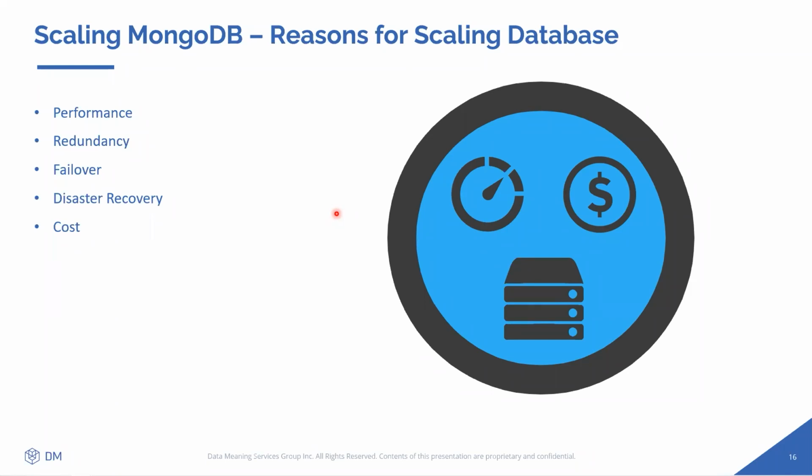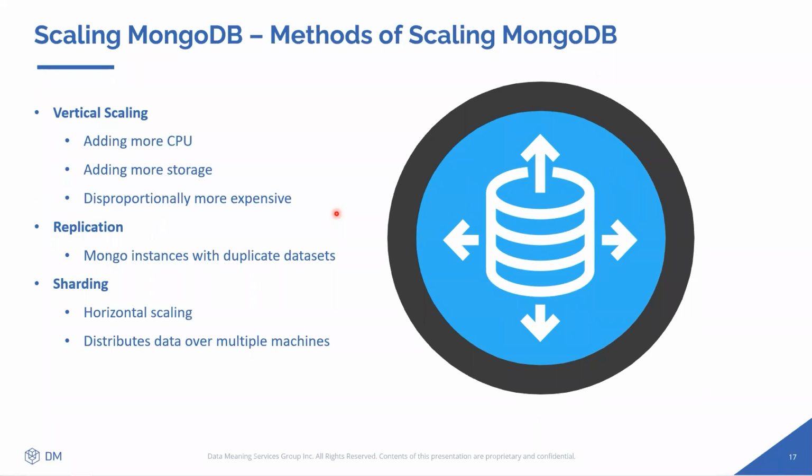And the methods for scaling MongoDB, we have 3 here. So the first one is vertical scaling. So you are adding more CPU, you're adding more storage to your single node environment. And as you can see here, and you already have that experience, it's disproportionately more expensive. So as you start to put more and more into a singular system, it always gets more expensive than scaling out, right? But for that, we have the replication one, where you are duplicating your data sets.